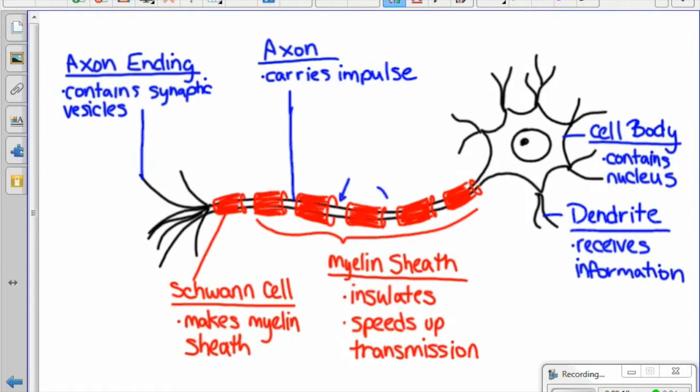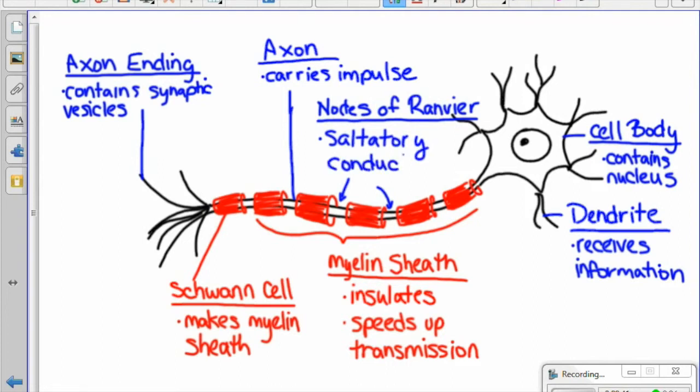The spaces in between the myelin sheath are called nodes of Ranvier. The impulse jumps from node to node by a process called saltatory conduction.